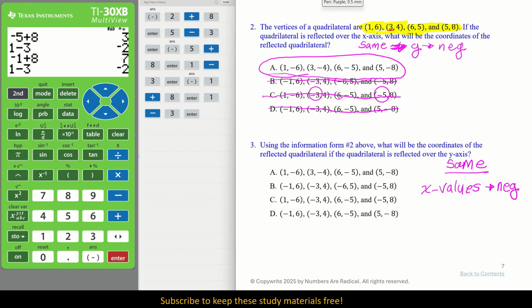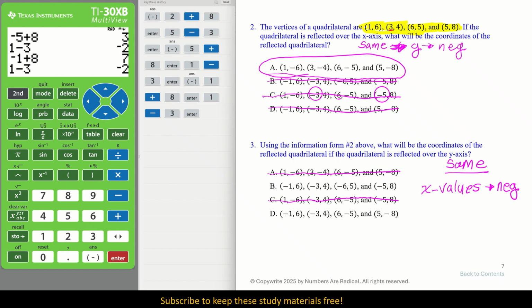they will become negative. Okay, so that means we need to look at 1, 3, 6, and 5, and they should all be negative. Well, it kind of turns the tables here. This means A is not going to be a good option, and C will not be a good option. But now we need to check each of those x values, okay? So I'm looking at B. We have -1, -3, -6, -5. I like that. Let's look at D.